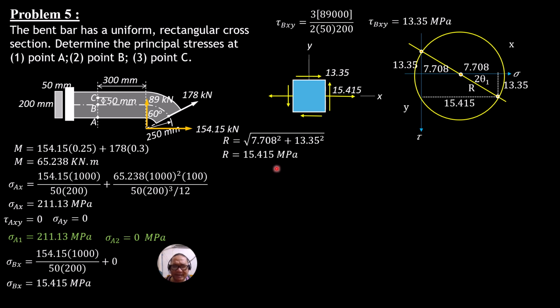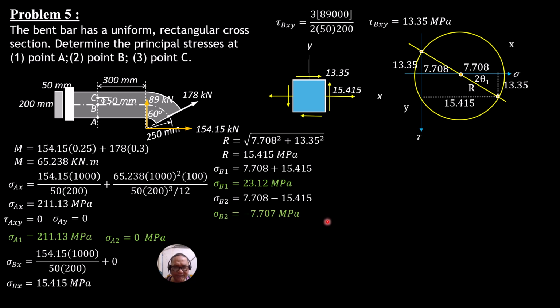15.415 megapascals. So the maximum normal stress at B, which is this, is 7.708 plus radius, and the radius is 15.415, so it is equal to 23.12 megapascals. The minimum is 7.708 minus radius. So sigma B2 is 7.708 minus 15.415, and that is negative 7.707 megapascals. Now we proceed to point C.